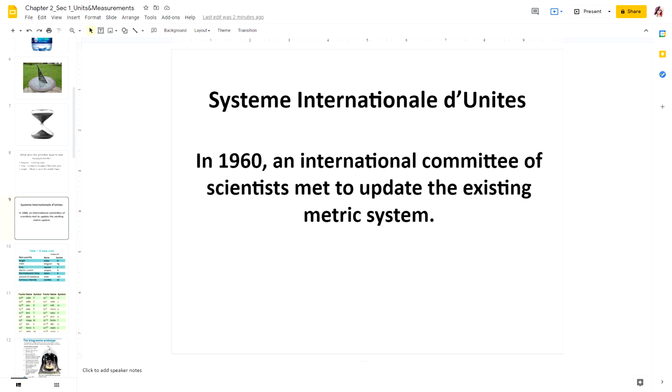So in order to solve this problem, they created the Système International d'Unités. In 1960, an international committee of scientists met to update the existing metric system. Okay, so SI units.